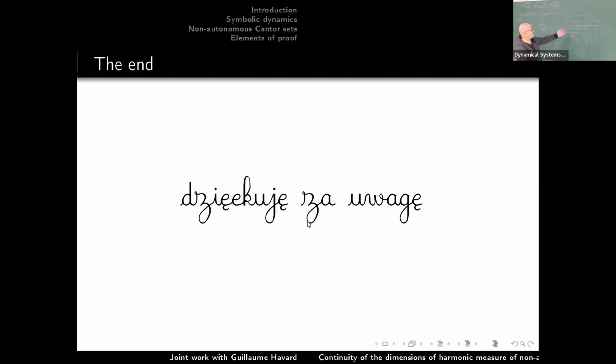And so you say that for this Cantor set it seems rather normal that harmonic measure and the Hausdorff dimensions are the same. But in fact, not only are the dimensions the same, but the two measures are equivalent in this case, which is very funny.